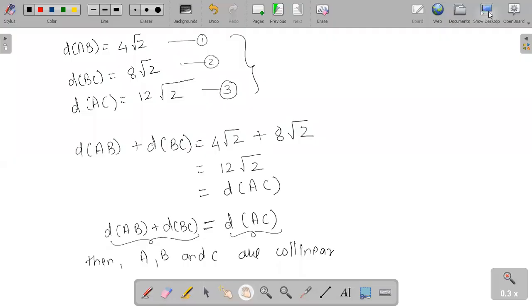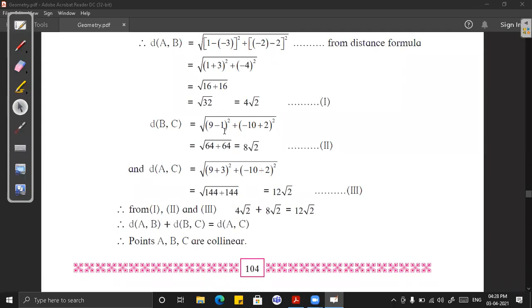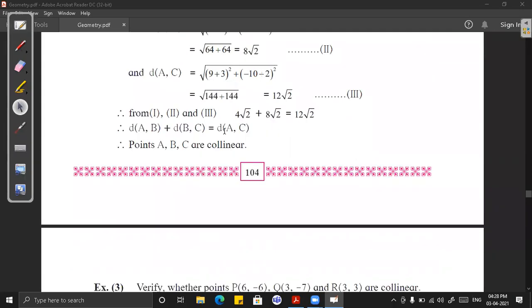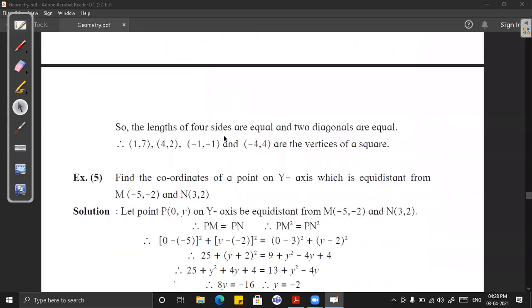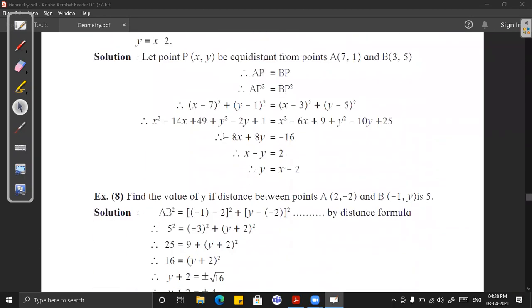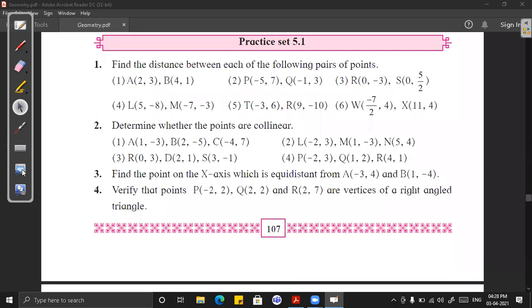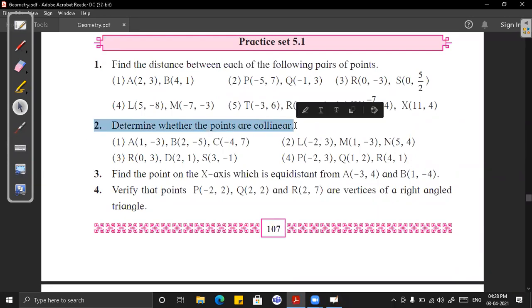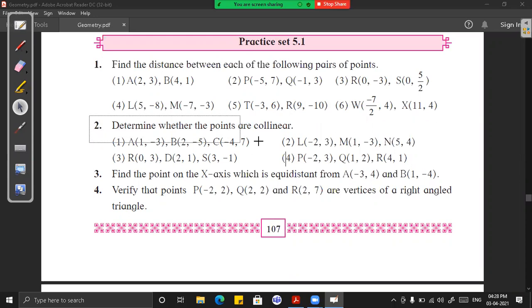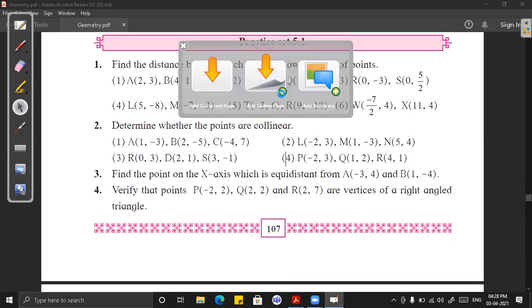Okay, so we'll move on to the exercise sum. So in the exercise 5.1, the first part we have finished, so now we'll start with the second part. Second part says, determine whether the points are collinear or not. That means the same thing. We have to check whether they lie on the straight line or not.